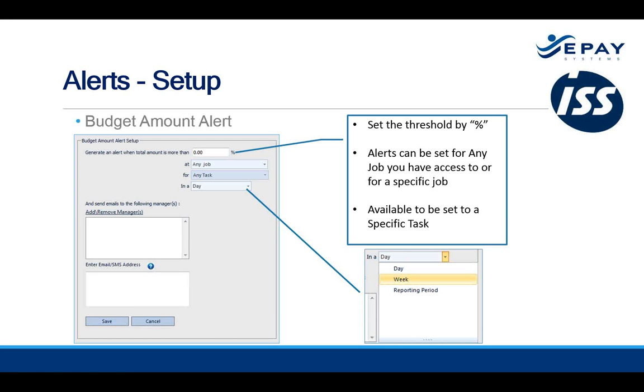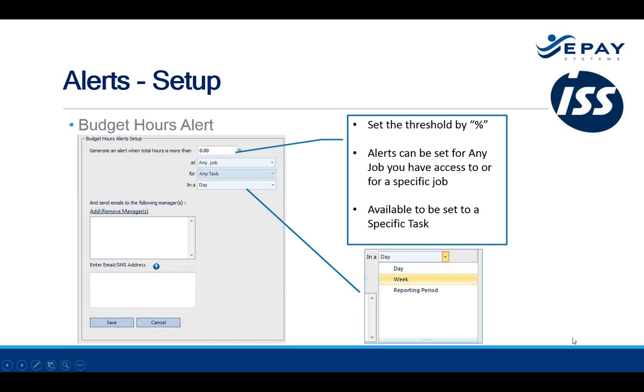Budget amount alert. Now there on the bottom left of the view, you'll see your areas where you go and set up your emails and/or your text messages as needed. Now the other alert is the budgeted hours alert. Now you'll see here it looks identical to the budget amount alert. The only difference is a different title of the screen. That's really what it amounts to.